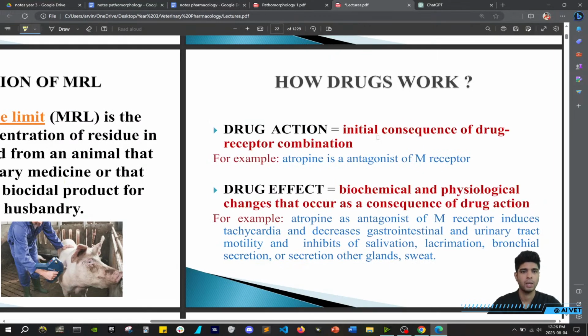Drug action: the initial consequence of drug-receptor combination. For example, atropine is an antagonist at the M receptor. So, the initial consequences of drug-receptor combination.